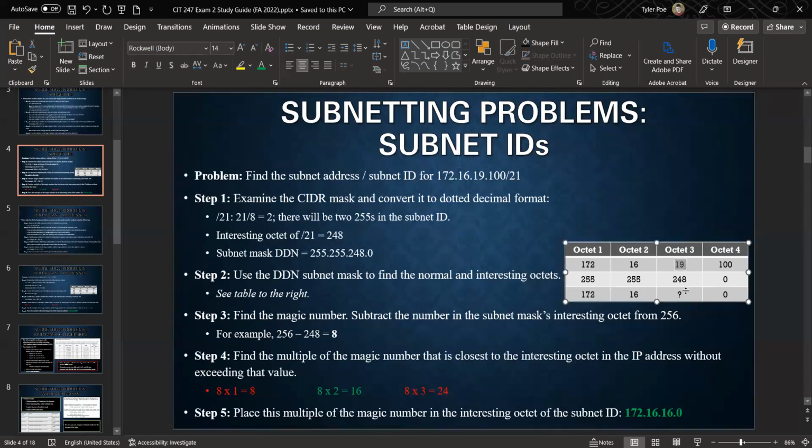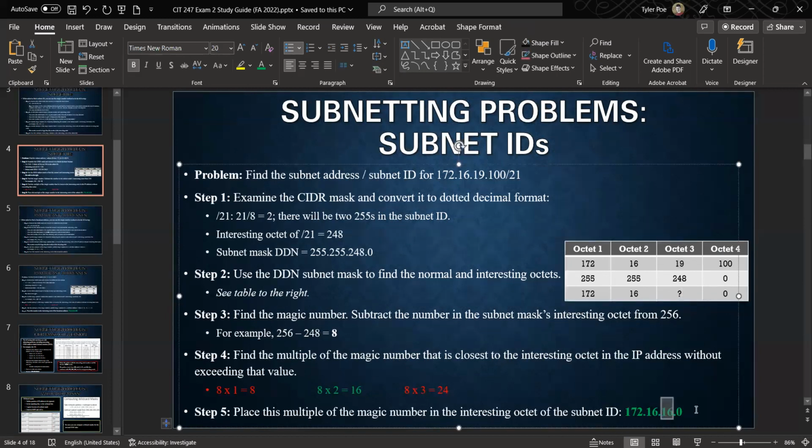Because the subnet ID is always going to be before or less than the IP address. It's going to have a lower numerical value. So therefore, 8 times 1, or 8, is too small. 24 is too big because it exceeds 19. Therefore, 16 is our interesting octet. And then we just throw that interesting octet right there, and we got our subnet ID: 172, that's 16, that's 16.0.